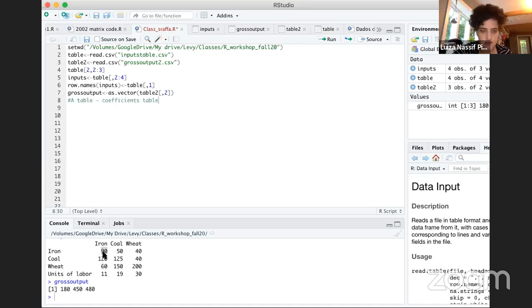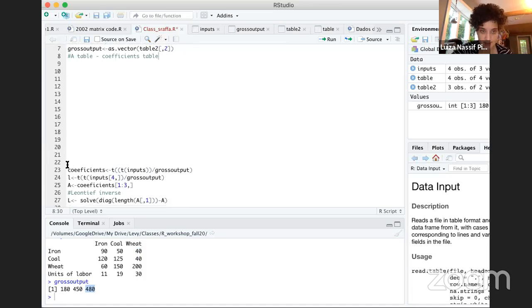So what you need to do now is divide each of these elements by 180, each of these by 450, and each of these by 480. And that's going to be our coefficients table.